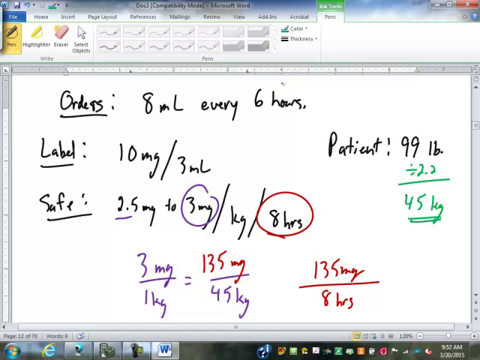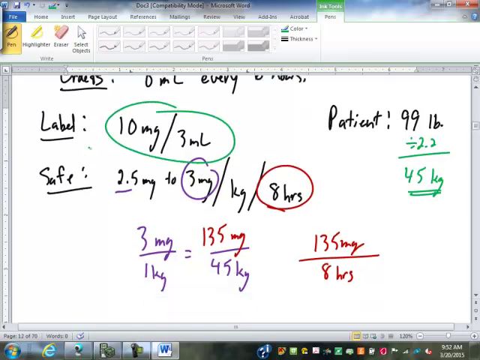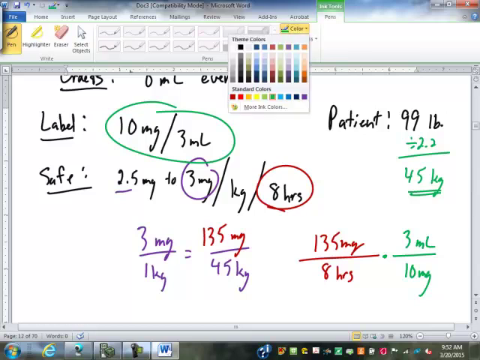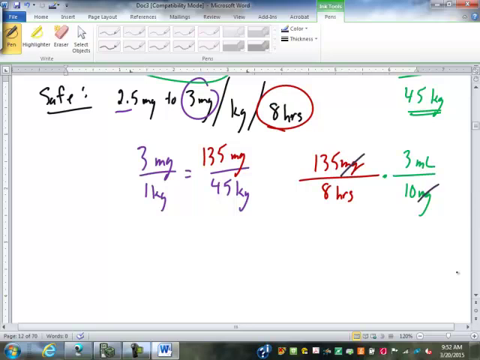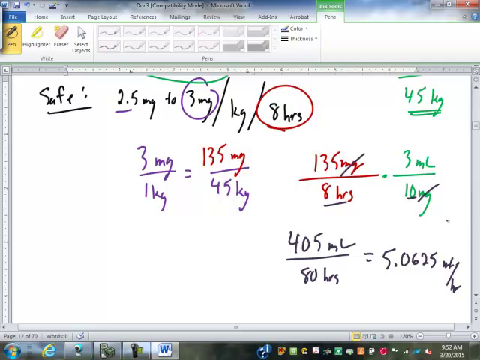Now what? Now we have the 10 milligrams per 3 milliliters, so we're going to make that conversion. Milligrams will cancel out. 135 times 3 is 405 milliliters. 8 hours times 10 is 80 hours. We divide that out, we get 5.0625. Is that correct? Perfect. So 5.0625 milliliters per hour.